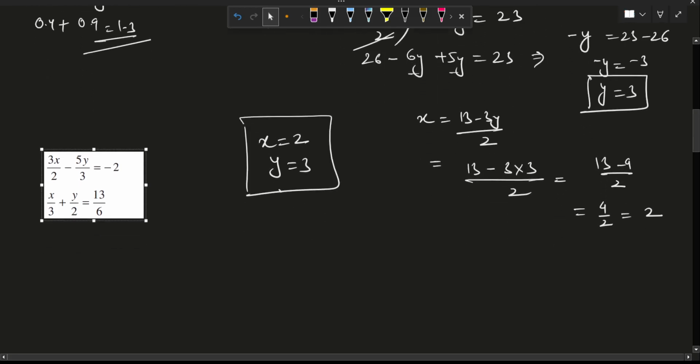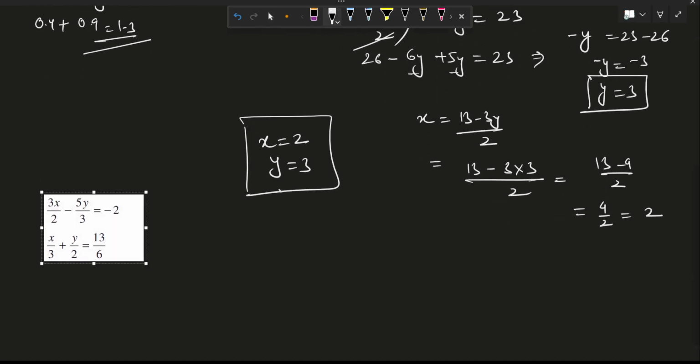Keep on solving with me when I'm solving, because maths is learned when you solve, not just by looking at the whiteboard. If I'm solving, please keep on solving with me. If you feel that my speed is faster, just pause the video, solve it, and then move to the next question. Okay, students? Now, let's move to these two equations.